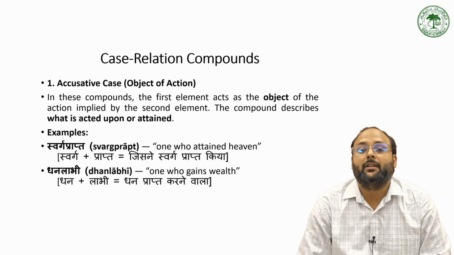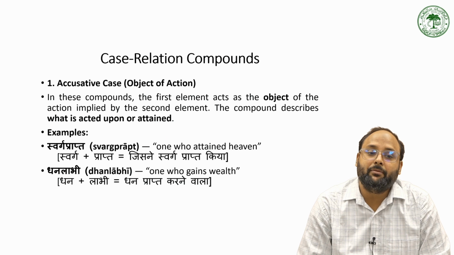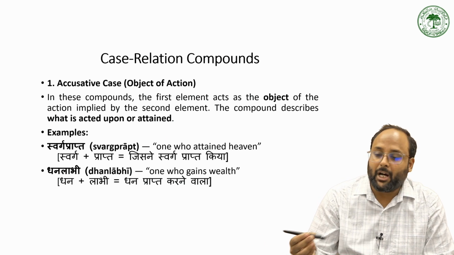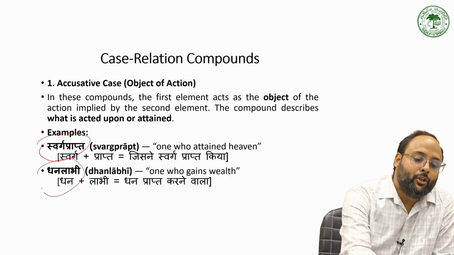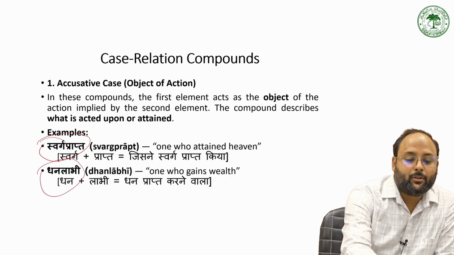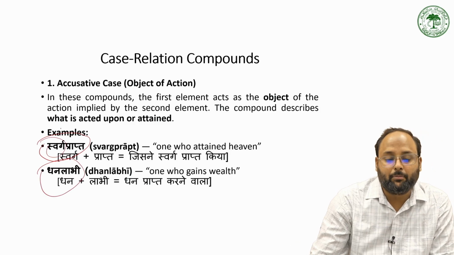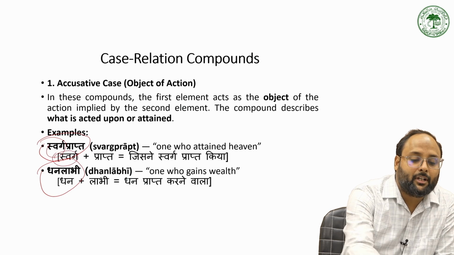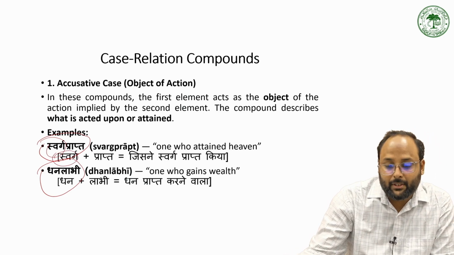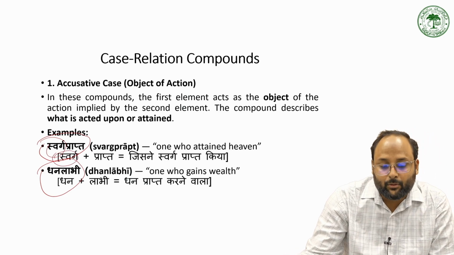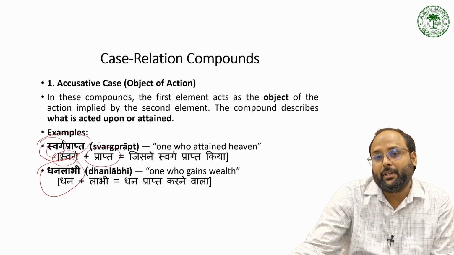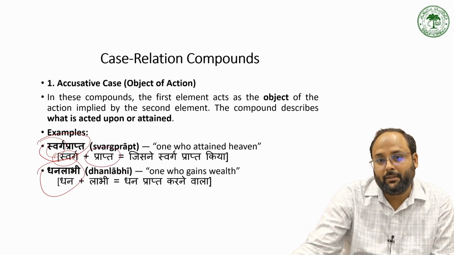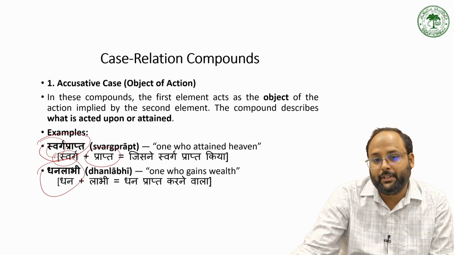Examples of the accusative case are Swarg Prapt and Dhan Labhi. There are two elements, one is Swarg and the other is Prapt. Swarg determines the accusative case, as they attain the Swarg, and Prapt implies the meaning of accusation on the Swarg, which is the first element of this compound.